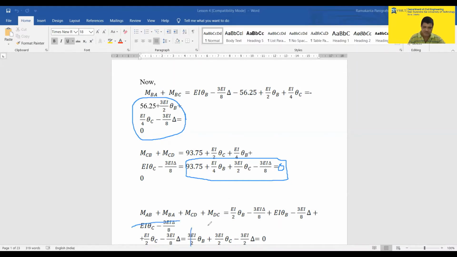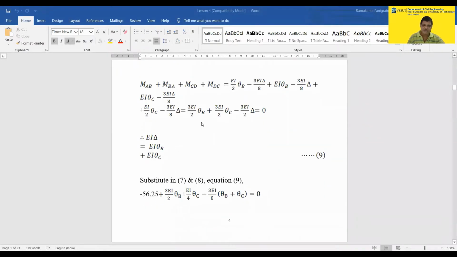So you can come to this. Finally, this is the equation: 3I delta by 2 theta B theta C and delta is equal to 0. Now either you eliminate delta from two equations and then from these two equations find the value of theta B theta C, or you can write in matrix format and find the value of theta B theta C delta. Three equations, three unknowns, three simultaneous equations, and how to solve these equations was taught to you maybe in last 10. So you can find these values of theta B theta C and delta.